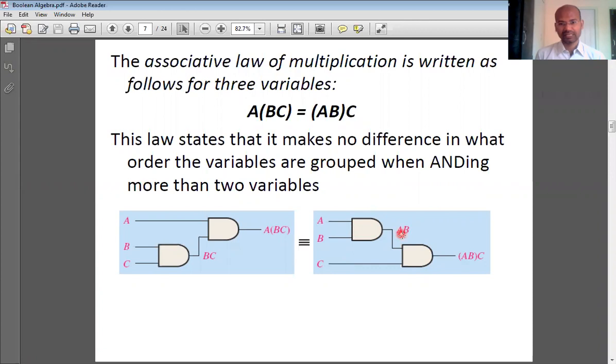To this result AB, we AND C. So we use another AND gate. AB is one input, C is another input. So what results is A, B, C. So this is the meaning. No matter in which order you AND the variables, if there are many variables, the result remains same. That is the moral of the story.